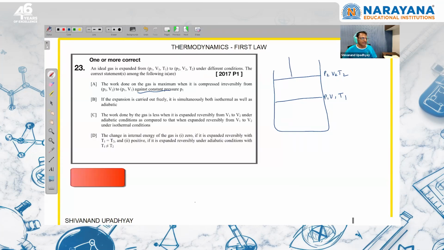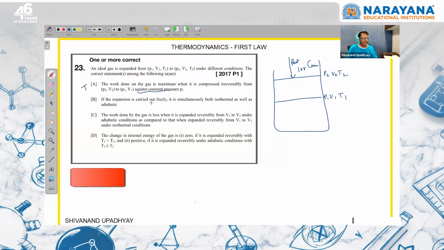दिस इज करेक्ट ना? अगर हम कंप्रेस कर रहे हैं और इरिवर्सिबल कंप्रेशन करते हैं, तो ये कहने का मतलब कि यहाँ जो ये एक्सटर्नल प्रेशर लगाएंगे, वो शुरू से वो लगाएंगे जो यहाँ लगाना चाहिए, राइट? सो दिस सीम्स टू बी करेक्ट. The work done on the gas will be maximum because it is irreversible compression. This seems to be correct.